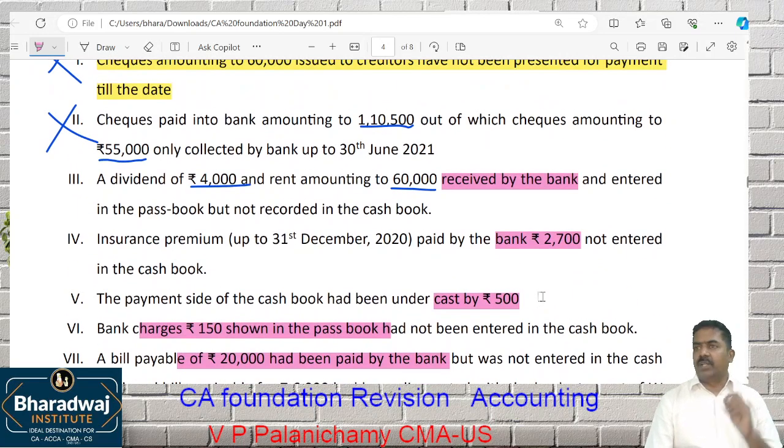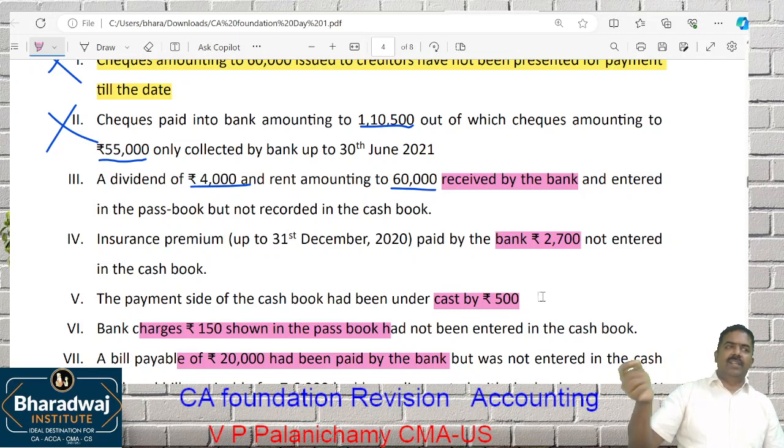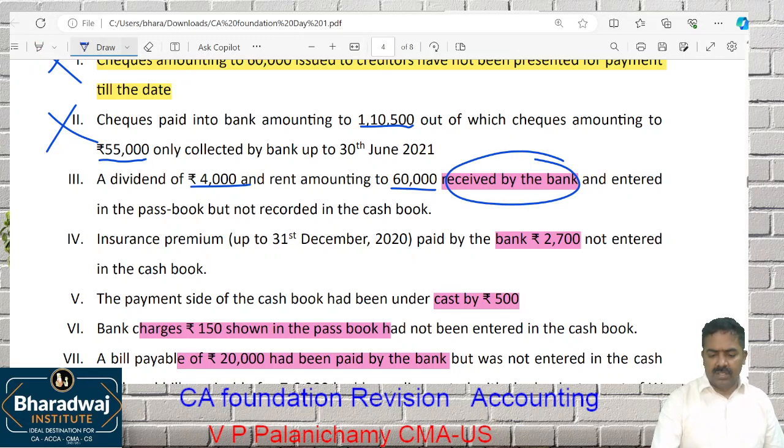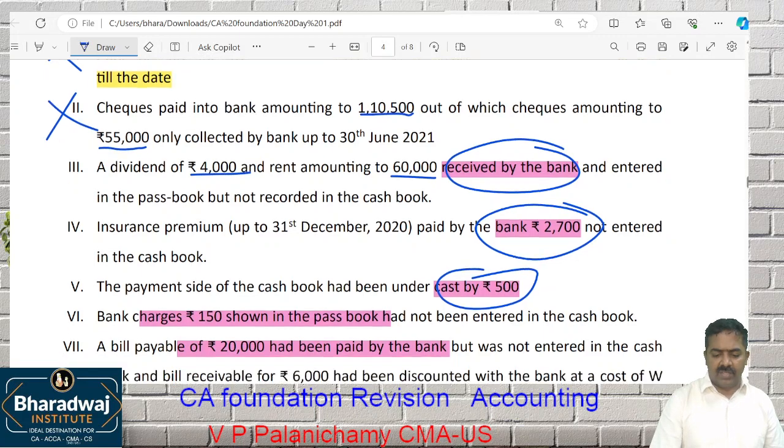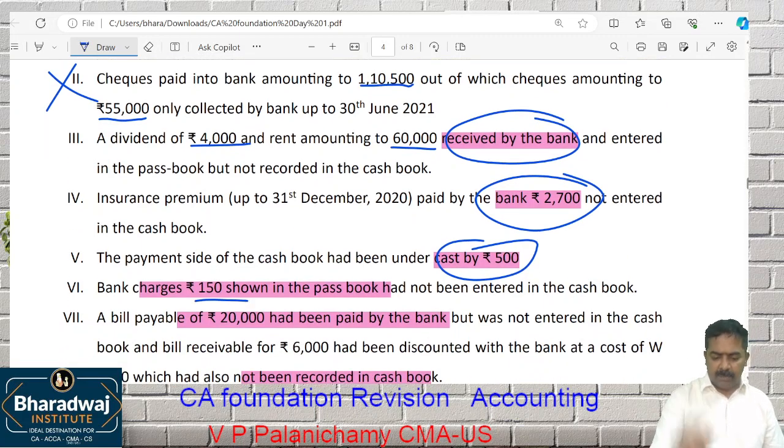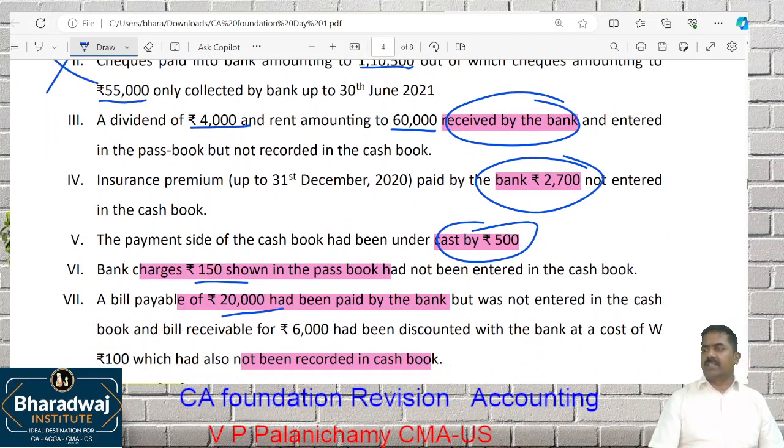So which ones will affect your adjusted cash book? Otherwise, keep it in mind. If the money has come in or gone out in the bank account, it will affect which account? Cash book also. Sir, this money has been received, so add it in the cash book. Okay, this has been paid by the bank. Paid, money had gone out. Undercast is a rectification of error. Bank charges happened. Bills payable paid. Okay, bills discounted, money is collected.